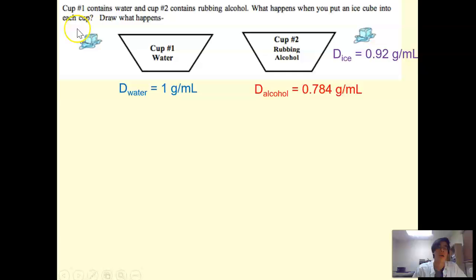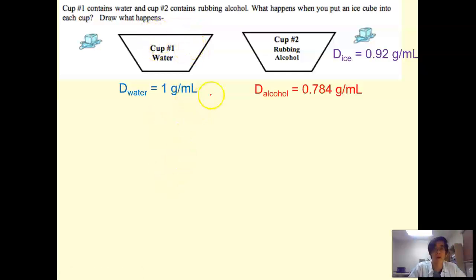Alright, so example numero uno. Cup number 1 contains water and cup number 2 contains rubbing alcohol. What happens when you put an ice cube into each cup? Now I want you to draw what happens, alright? I give you the values of density: water is 1 gram per milliliter, and the density of rubbing alcohol is 0.784 grams per milliliter. So the rubbing alcohol is less dense than the water, and the density of ice is 0.92 grams per milliliter. What's going to happen?